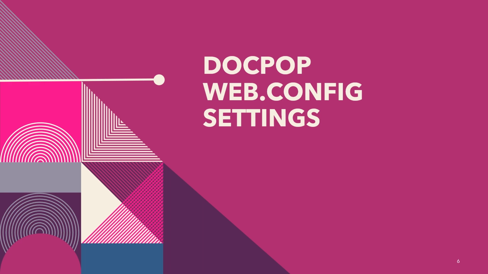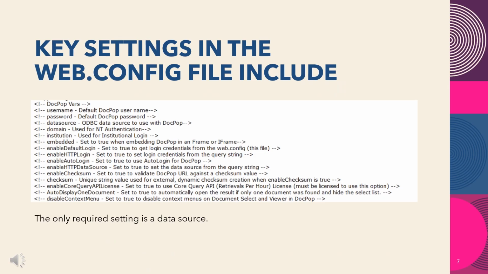These are some of the key settings in the web.config file. These settings help customize and secure your DocPop integration. First, we have username and password. These are used for automatic login if Enable Default Login is set to true. This saves users from entering their details manually.